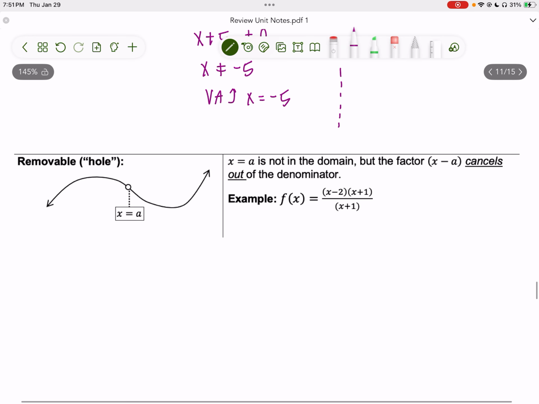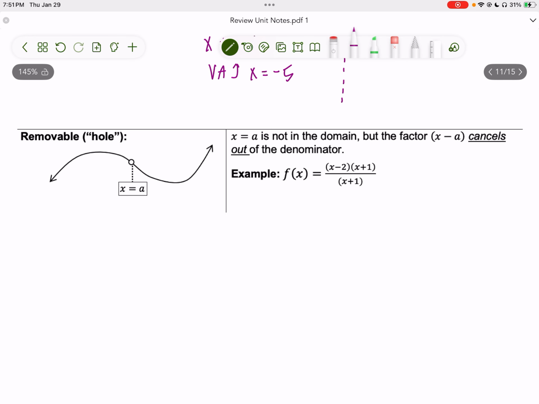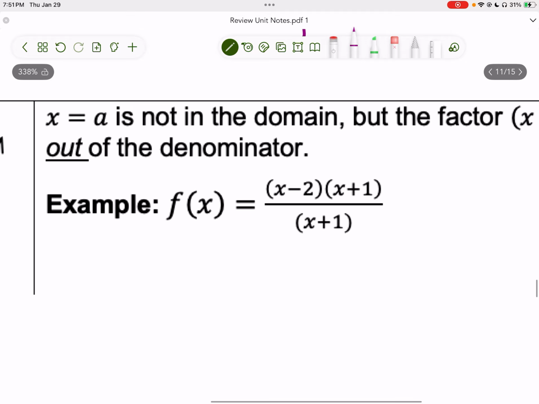The new thing that we're covering in this section is the removable discontinuity, or what we call a hole. In calculus, you're going to use both of these quite a bit. So for a hole, you'll get it in factored form, and you're going to notice that the top and the bottom have something in common. In this case, they have an x plus 1 in common. That means they cancel out. Because if you were to leave it and plugged in negative 1, the function would end up being 0 over 0, and we can't have that.